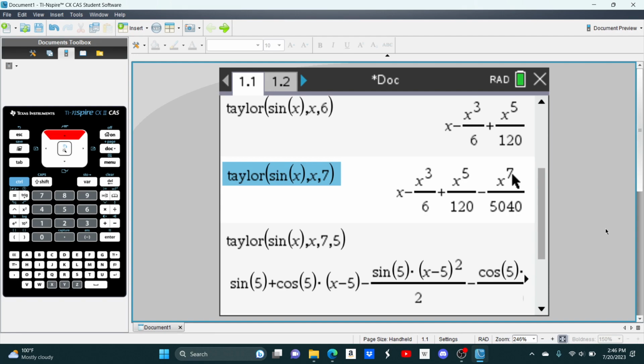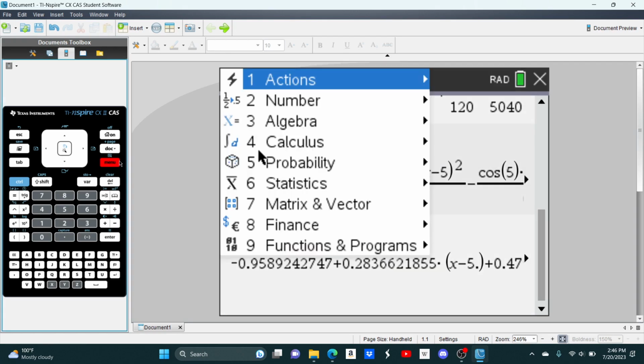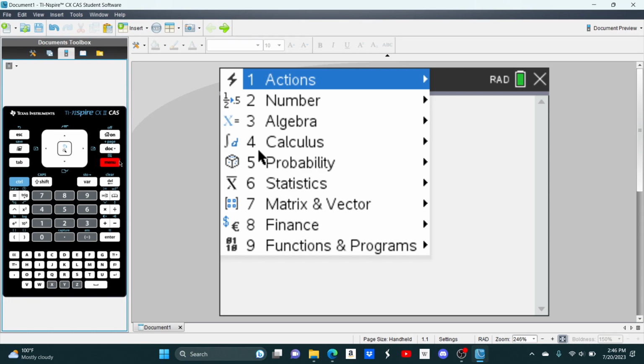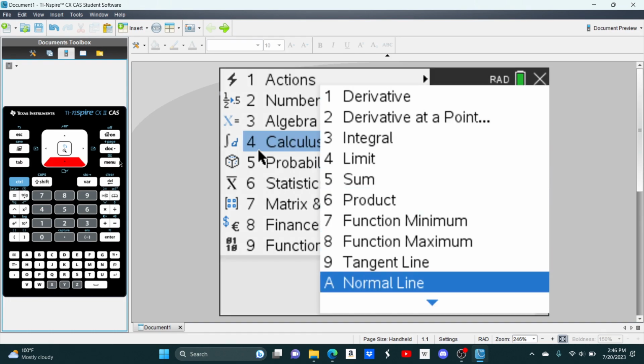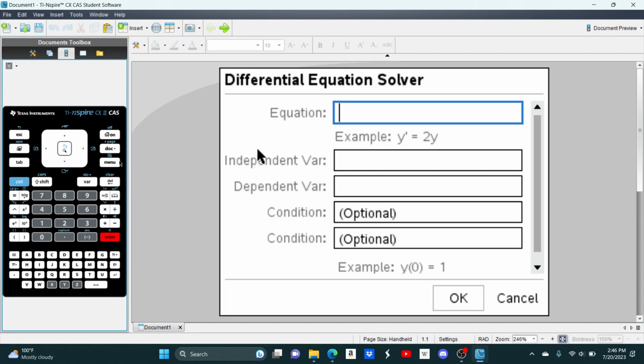Okay, we got two more things left. So I'm going to go ahead and clear this. All right, second to last thing is the differential equation solver. So all the way down at D, D for differential equation solver. You click enter, and if you have a CX2, it'll pop up with this menu. If you just have a regular CX CAS, it's just going to give you DE solver and then parentheses. Just bear with me for a second. We'll get to that. So I'm just going to use this right here that they give us, y prime equals 2y.